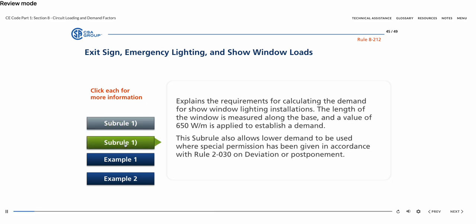Subrule 2 explains the requirements for calculating the demand for show window lighting installations. The length of the window is measured along the base, and a value of 650 watts per meter is applied to establish a demand. This subrule also allows lower demand to be used where special permission has been given in accordance with Rule 2-030 on deviation or postponement.